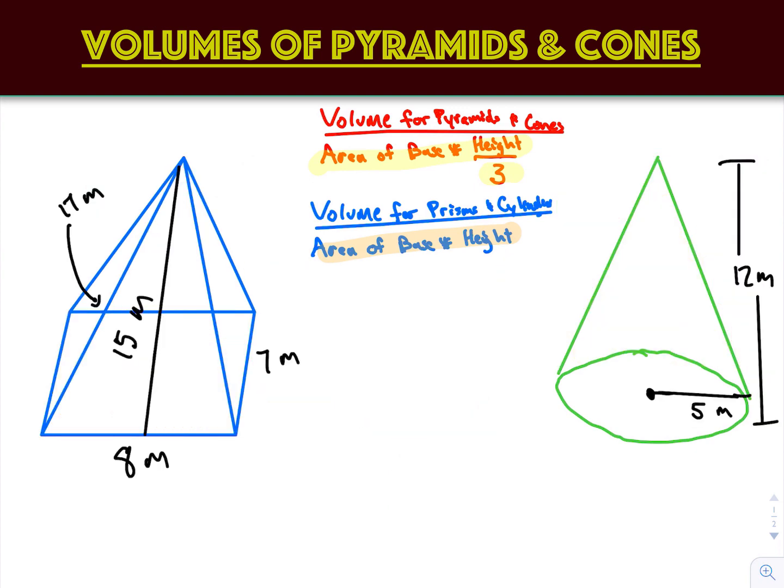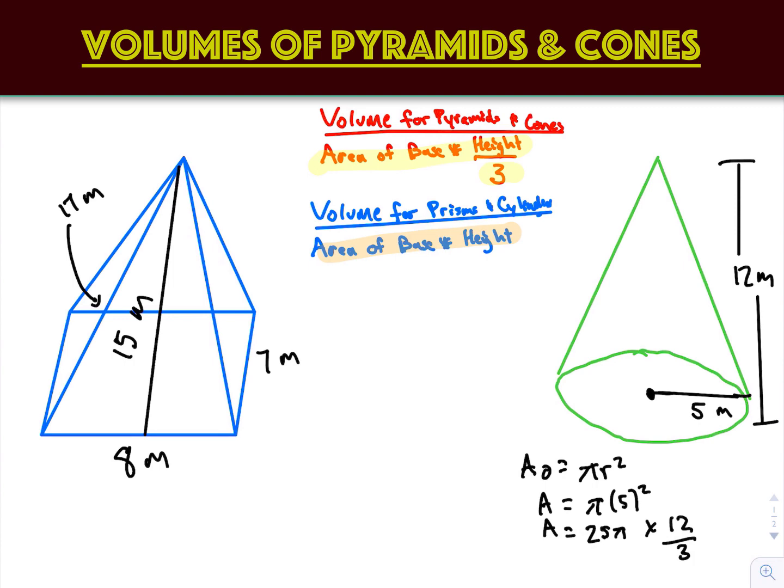All right, so we're actually going to start with our cone first. In this case, we need to find the area of the base, always. So area of a circle is pi r squared. We're going to leave our answer in pi form this time. The radius in this case is 5, so it's going to be pi times 5 squared. 5 squared is 25, so the area of the circle is 25 pi. That's my area. Now I need to multiply by the height divided by 3.